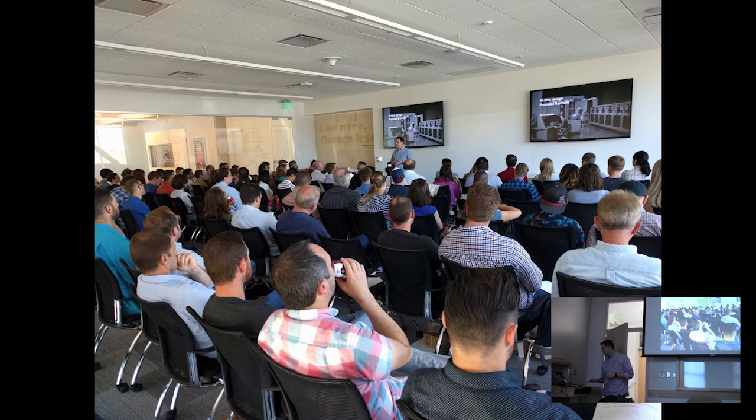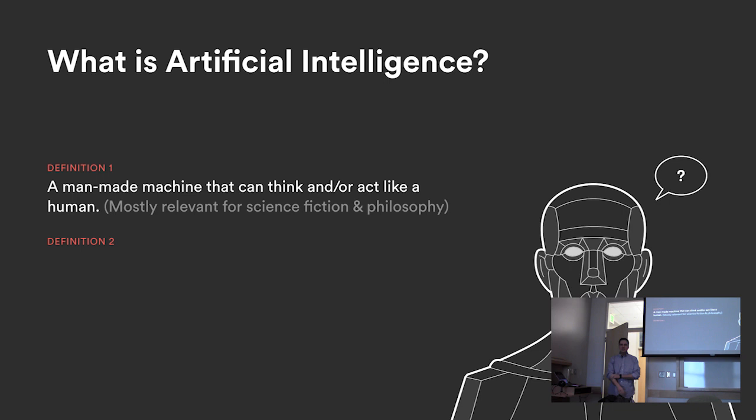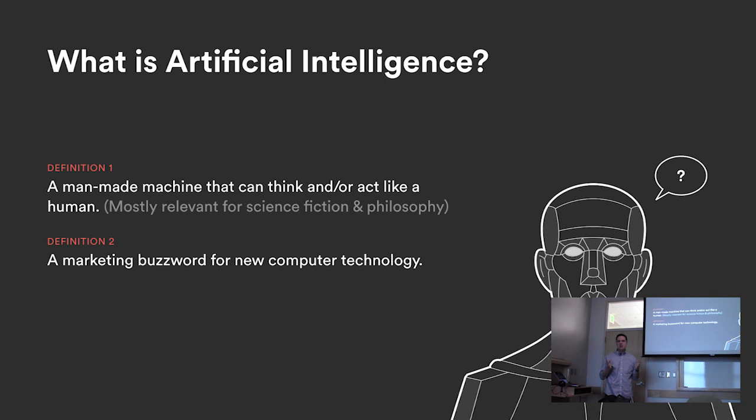So anyway, let me just start off with a basic definition of AI, the one that we can use to work with as part of this presentation. The first definition is any man-made machine that can think and or act like a human being. And this is mostly relevant in the context of philosophy or science fiction. The second definition is that AI is really just a marketing buzzword for new computer technology. It was what we used to call a lot of computer software and computer products 30 years ago. But once those computer projects became boring and well understood, we ceased to call them AI anymore. And this has happened many times. In 10 years from now, the things that we're calling AI today, we're not going to call them AI anymore, because it's only a term that we use for the latest and greatest computer software breakthroughs. So anyway, that's just a definition to work with.